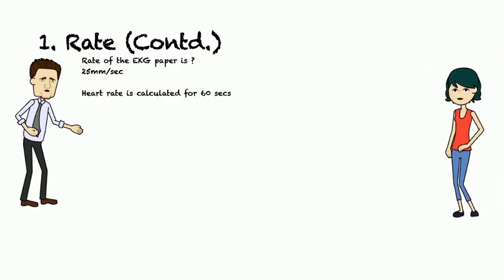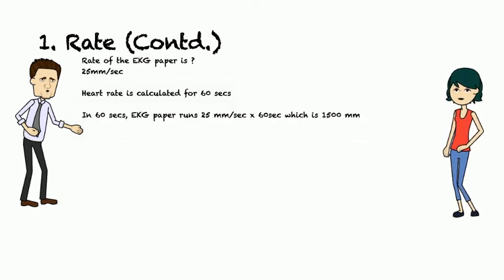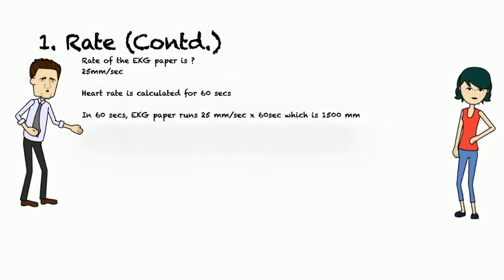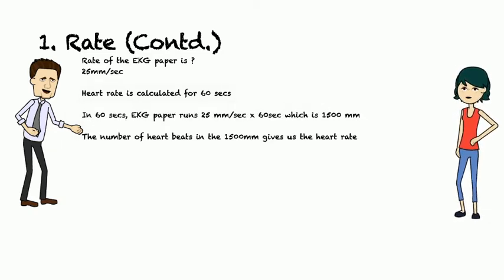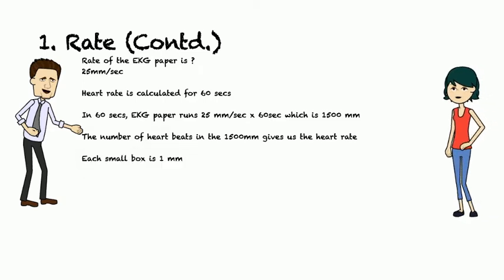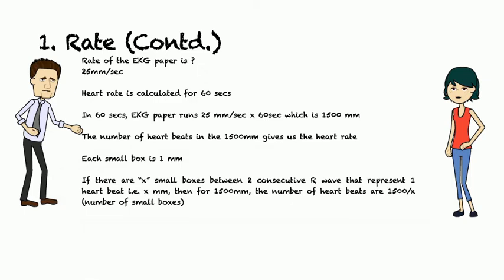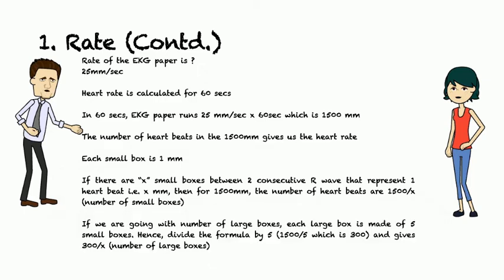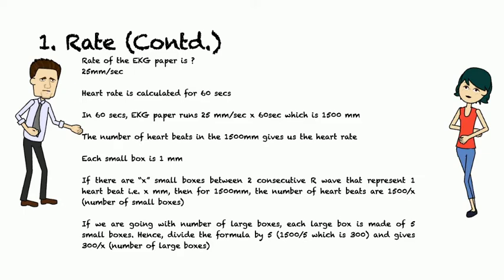So, the heart rate is calculated for 60 seconds. In 60 seconds, ECG paper runs 25 millimeters per second for 60 seconds, which is 1,500 millimeters. The number of heartbeats in the 1,500 millimeters gives us the heart rate.